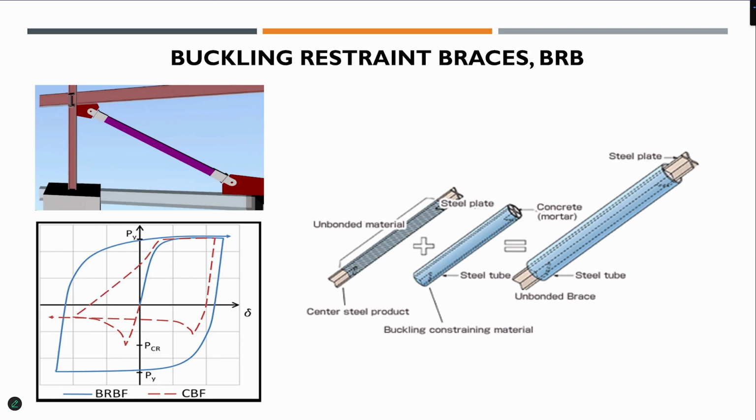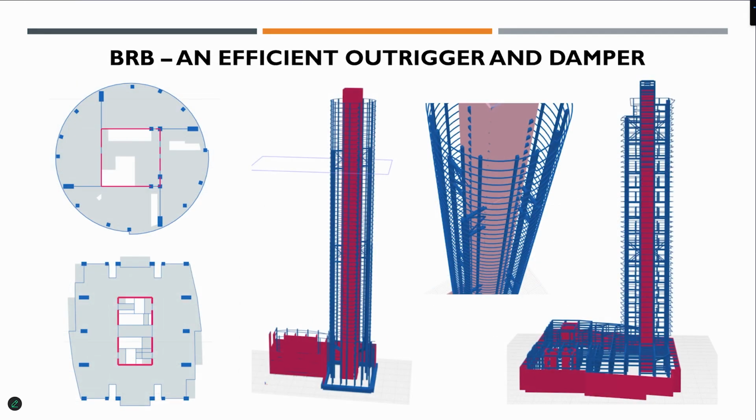So this thing is not connected. This is one place, this is another one. There is a separation between them. So this is the main part connected to the structure. This is just a casing around that to prevent it from buckling. So it's a simple concept. These are some of the buildings where we used BRBs.